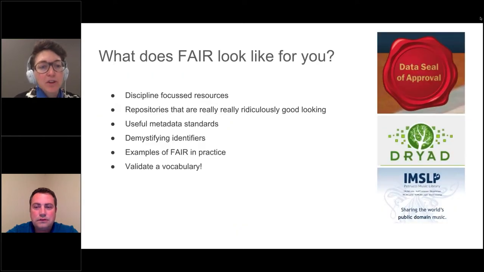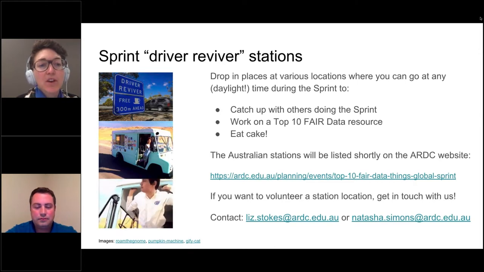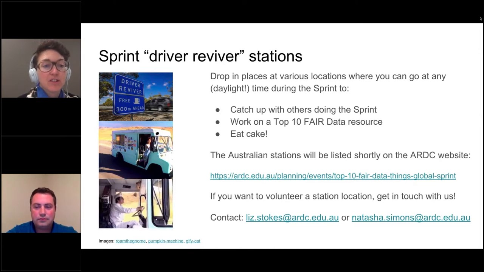So some examples of those might be, obviously, we've talked a lot about discipline-focused resources, but I always like a good pop culture reference. So it could be repositories that are really, really ridiculously good looking, okay? Or useful metadata standards. You might be demystifying those identifiers when you're looking for examples of FAIR in practice. It might be validating a vocabulary or being able to talk about a particularly relevant vocabulary for someone's area of research.